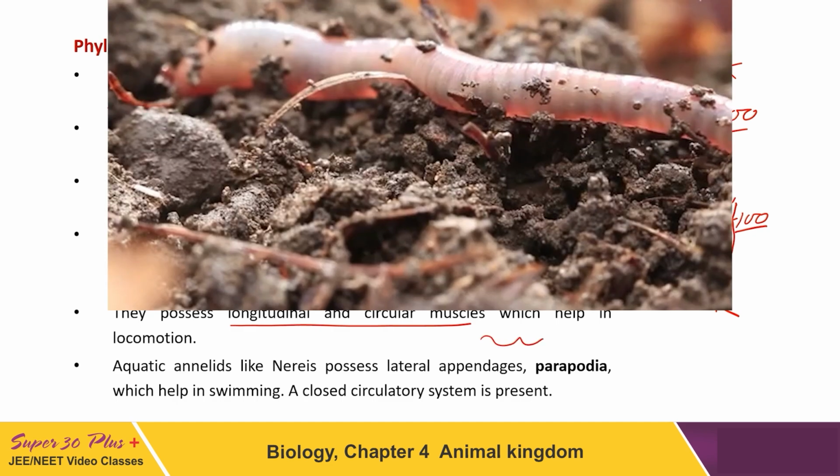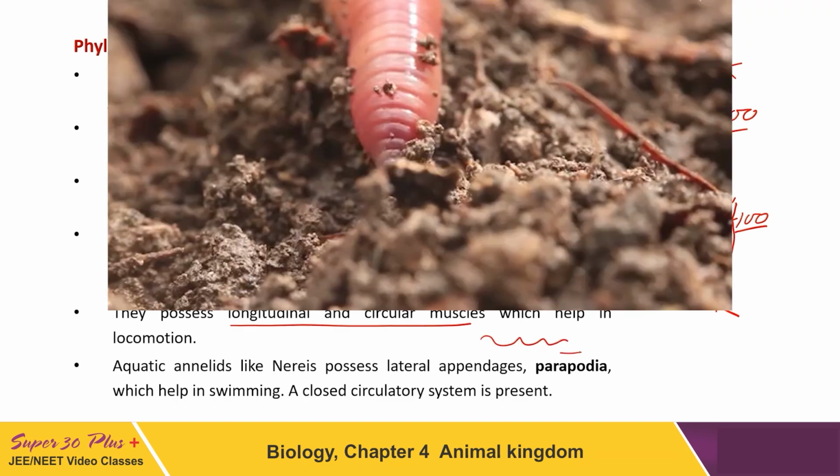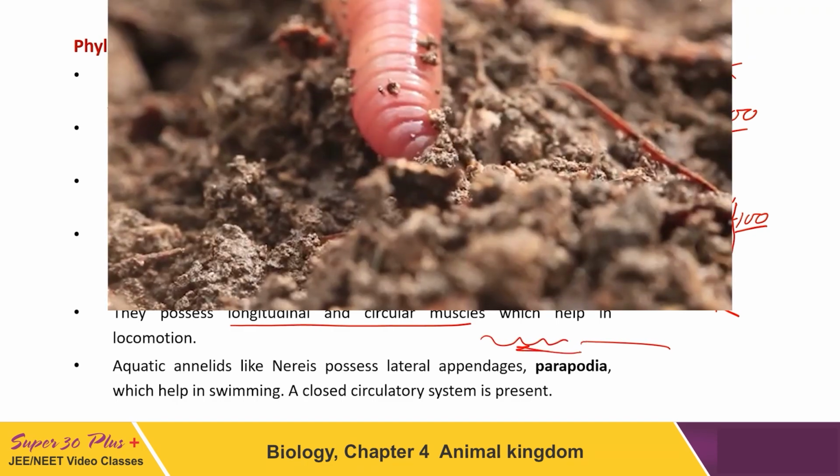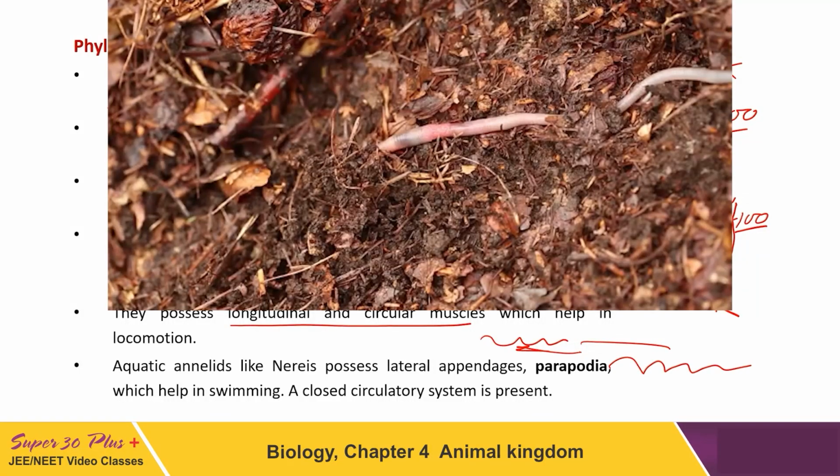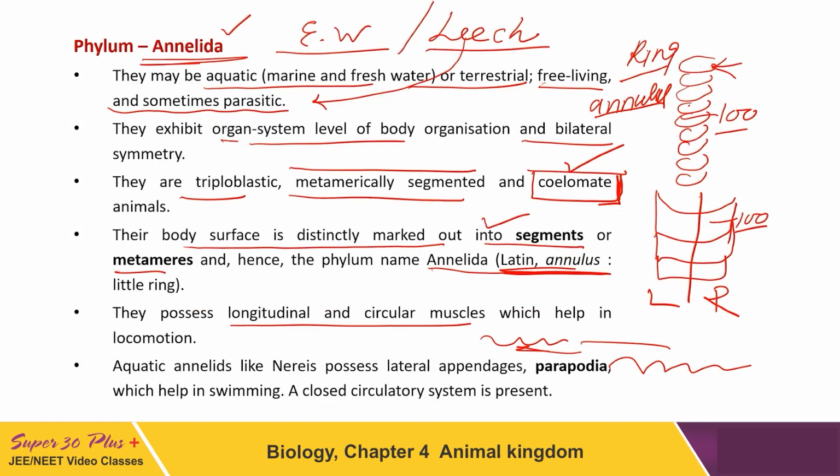Earthworm moves like this. Sometimes the body will be withdrawn, then again like this, like this, like this. How does it move? Because the body has longitudinal as well as circular muscles, and these muscles help in locomotion. Is it right? Now, a very interesting point we have here: an example of aquatic annelid is Nereis.